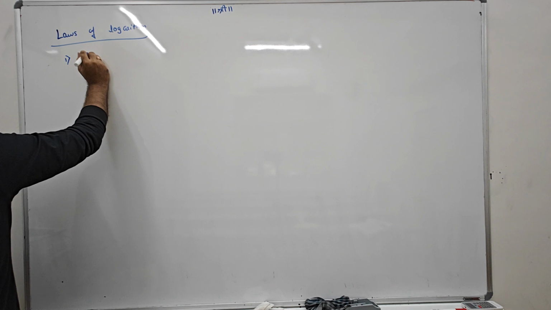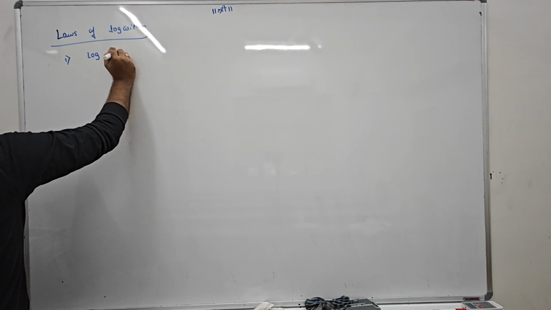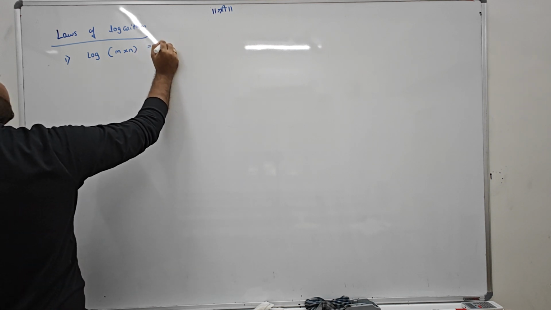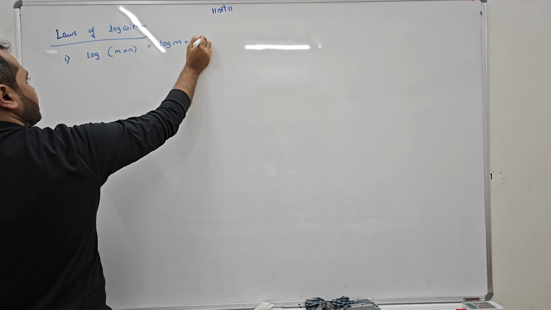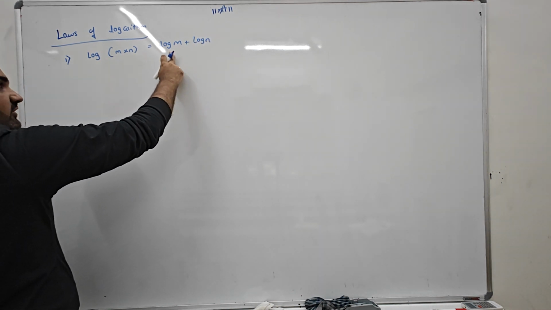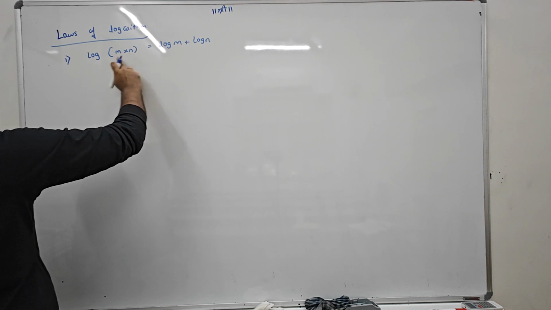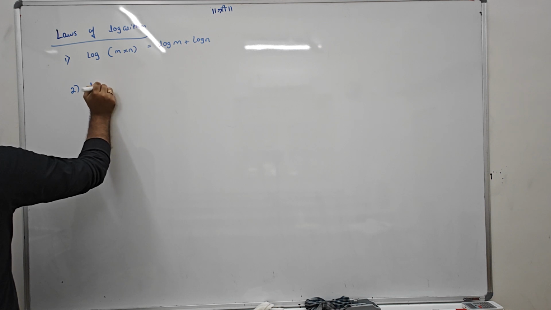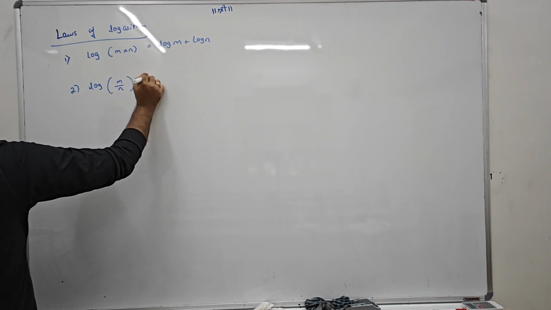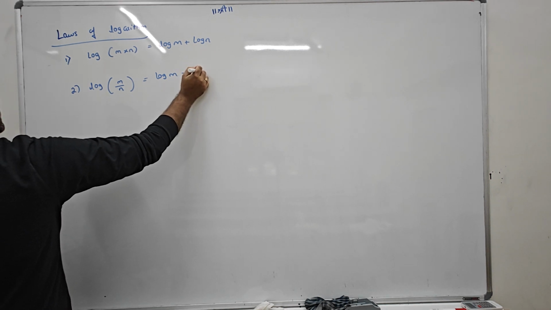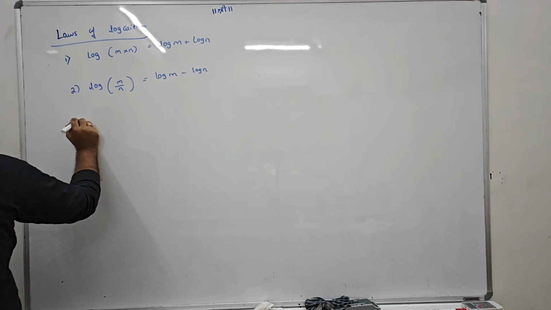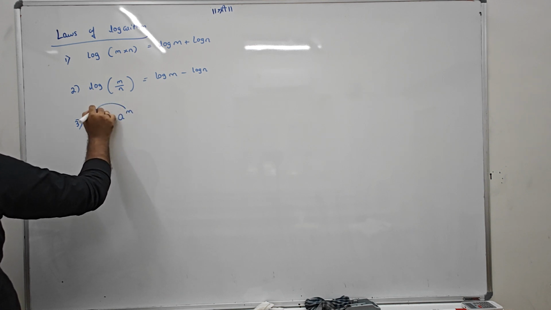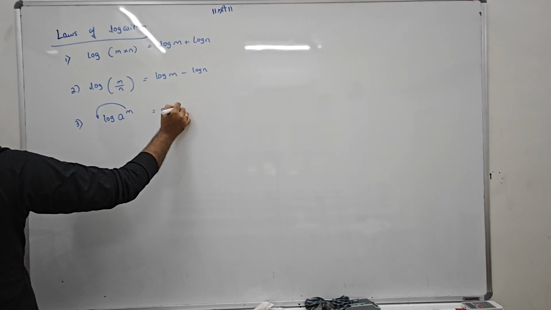Okay? First, look at log of m into n, where two terms are being multiplied inside one log. I can write it as log of m plus log of n, or vice versa. If it is log of m plus log of n, write a single log, where there is a plus, convert it to multiplication. Similarly, log of m divided by n is equal to log of m minus log of n. And the third major rule is log of a raised to m: you can bring m down, so it becomes m log a.